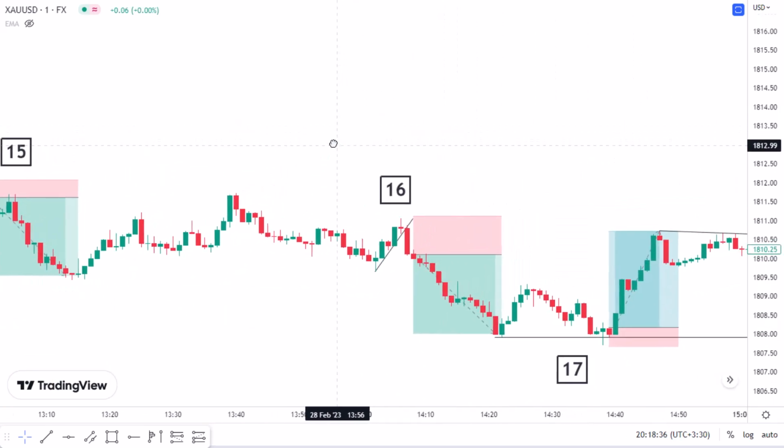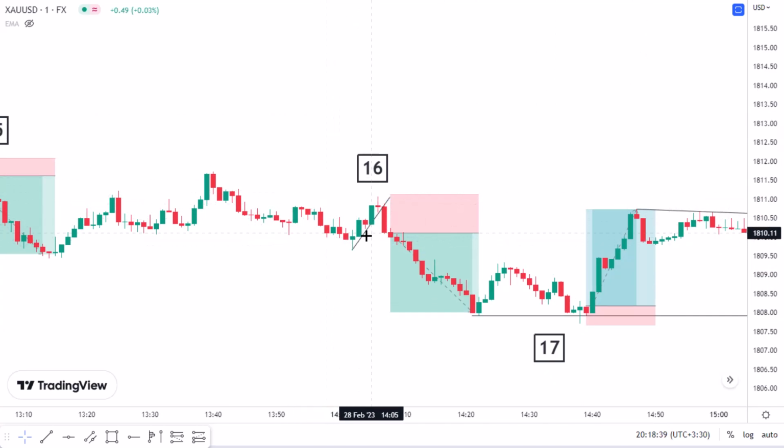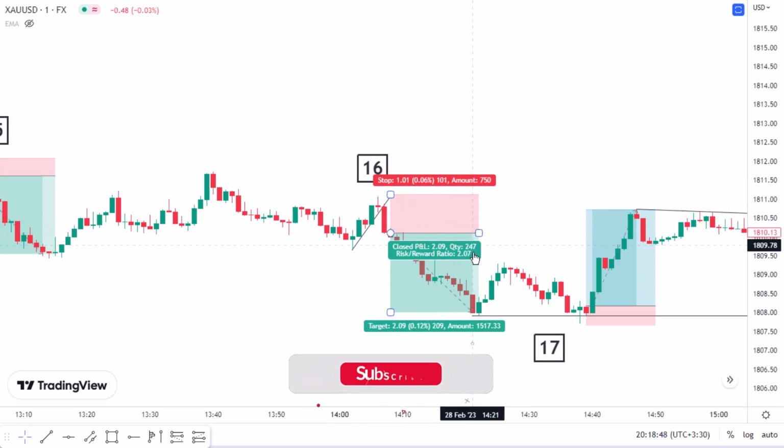On the trade 16, we have a trend line here with 1 touch, 2 touches. On the third time it breaks it, we enter the sell position, put our stop loss somewhere safe, and it gives us a reward of 2 here.